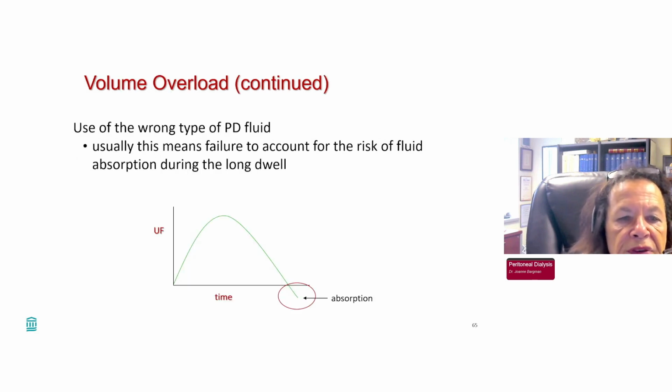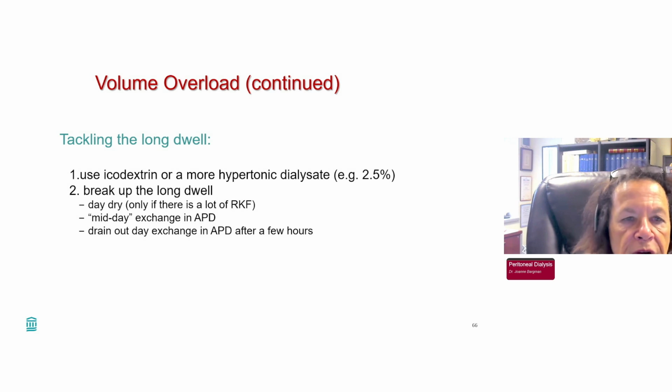So the use of the wrong type of PD fluid I mentioned before, using a non-hypertonic or a non-icodextrin type of fluid, and then you'll end up with net reabsorption. Again, let me just emphasize that if the patient is euvolemic and they're peeing a lot, if you have a long day dwell and they absorb some of it, it's not necessarily the end of the world. You don't necessarily have to change the prescription, but just be aware that if they lose residual urine volume, then they may run into problems with volume overload.